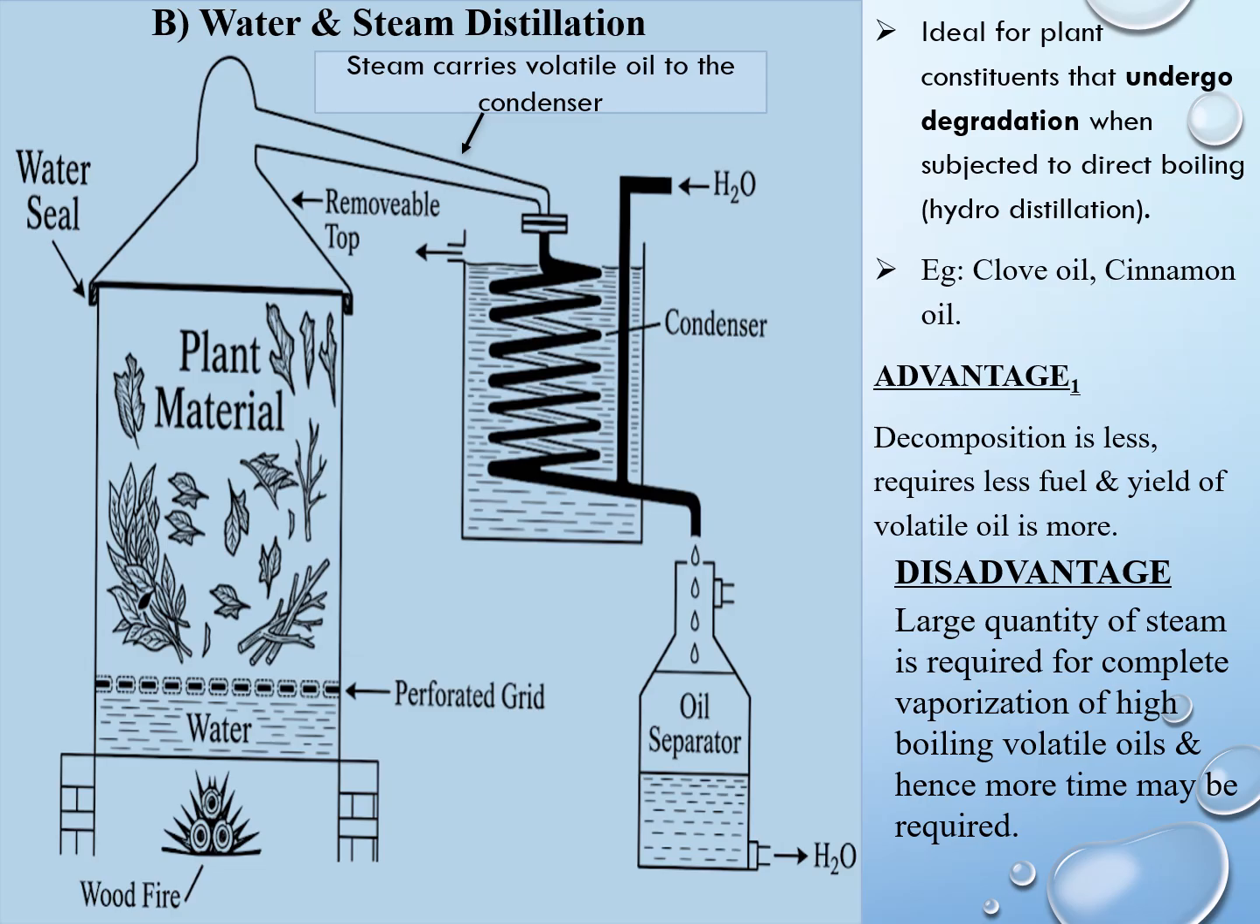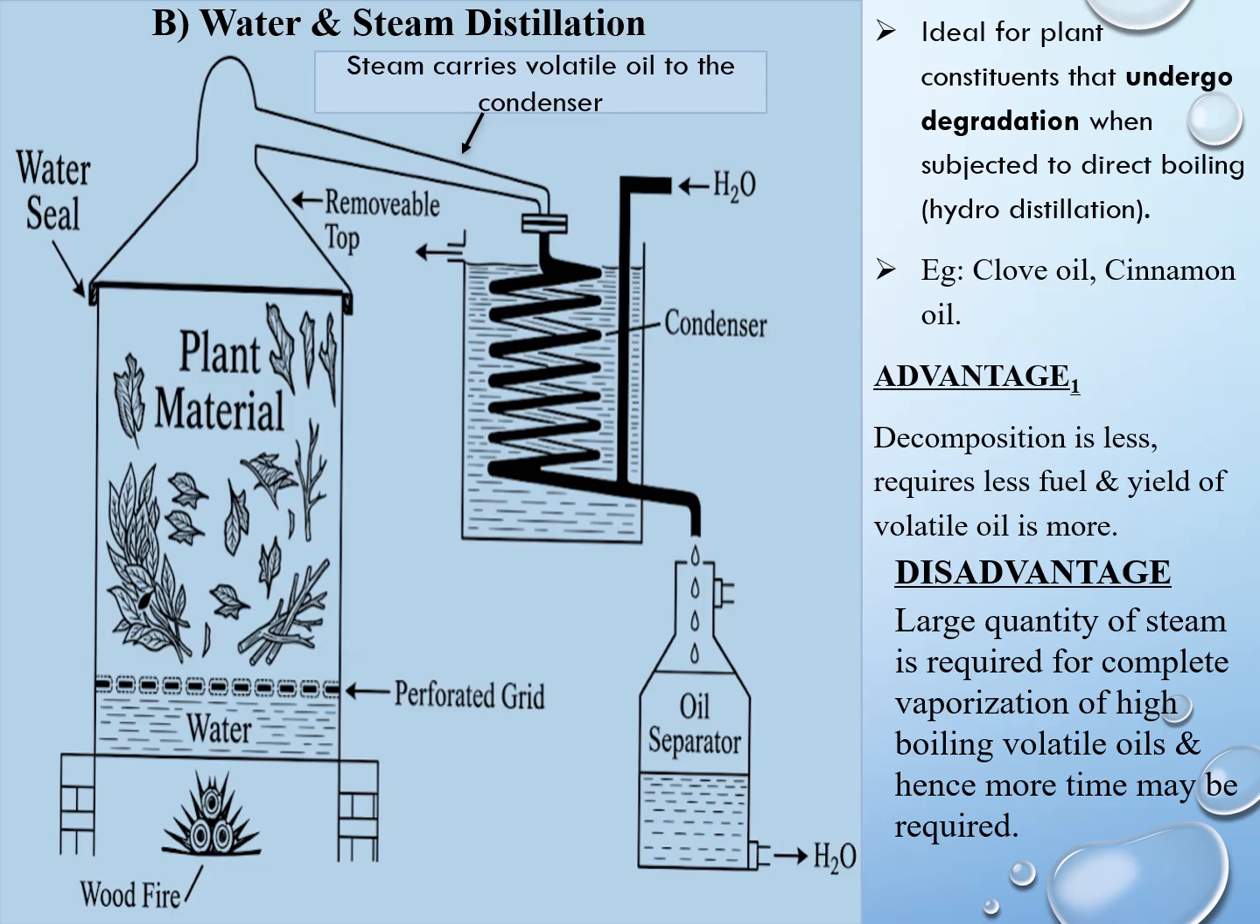So coming to the advantages, the decomposition is less. It requires less fuel, and the yield of volatile oil is more when compared to the hydrodistillation process. One of the major disadvantages of hydrodistillation is incomplete extraction. And here the advantage is we'll get more volatile oil when compared to the hydrodistillation process, and the degradation of active constituents due to the direct heat is also less in case of water and steam distillation.